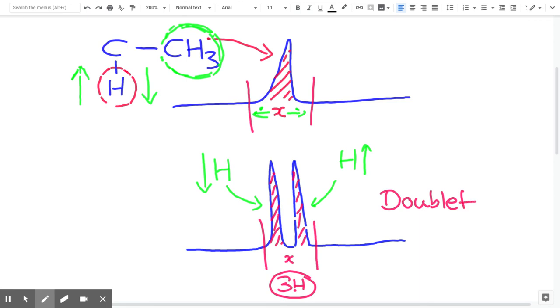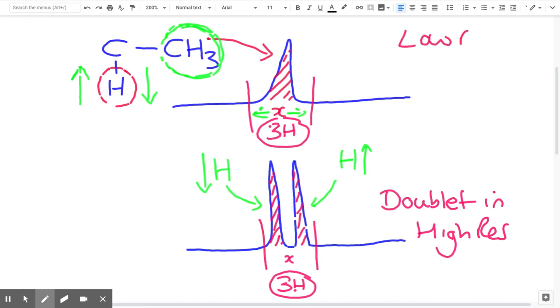Okay, so this is in high resolution spec. It's still got an integration under the peak in total of 3 protons, as it still had a peak area of 3 protons in the low resolution. It's just that in low resolution we don't see this evidence of splitting. So in low res you just see peaks due to chemical shift and integration, whereas when you go to high resolution you see doublets, you see what are called splitting patterns.